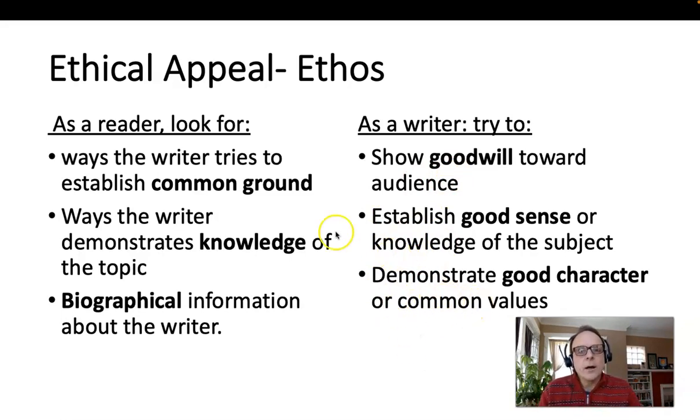So as a writer, you might try to show goodwill. We might even want to say the word respect. You might show respect for your audience. And that's a good way to build ethos, meaning they trust you, they like you, they believe you, and so they want to read on. Establish a good sense of knowledge of the subject.